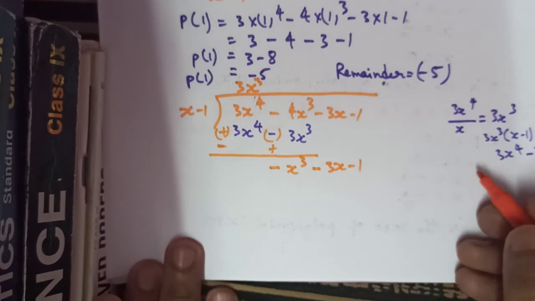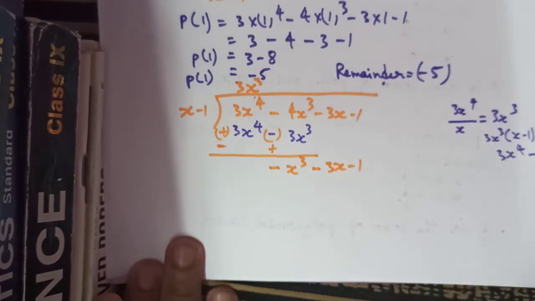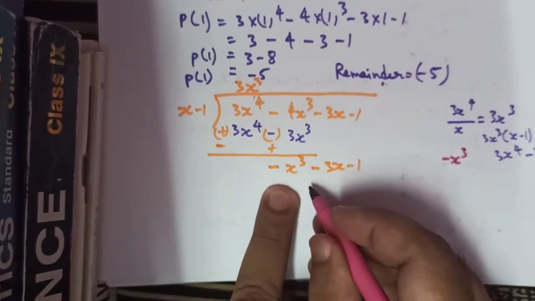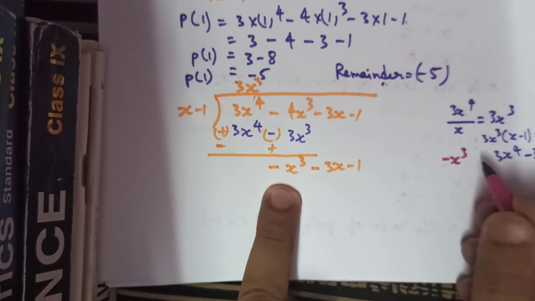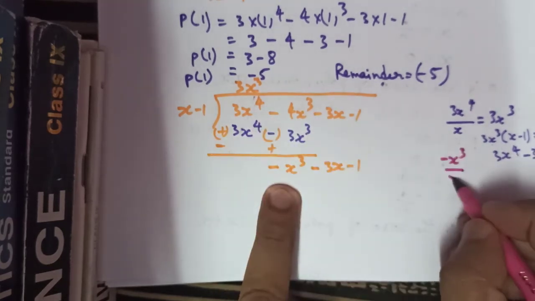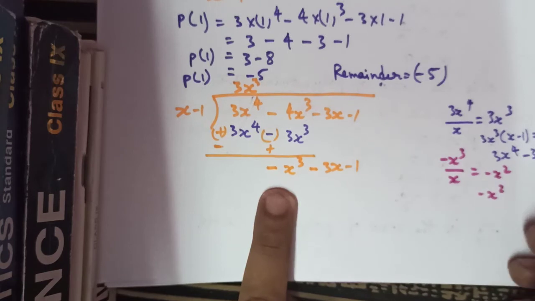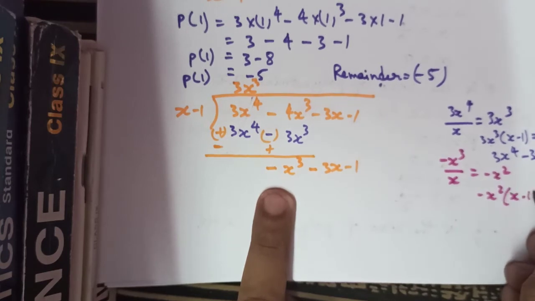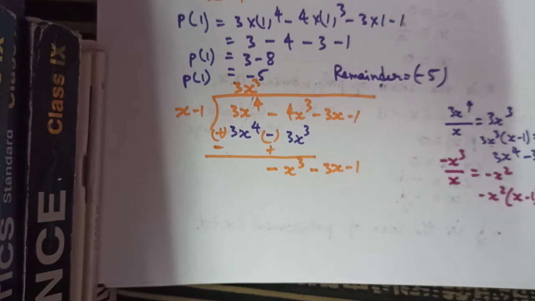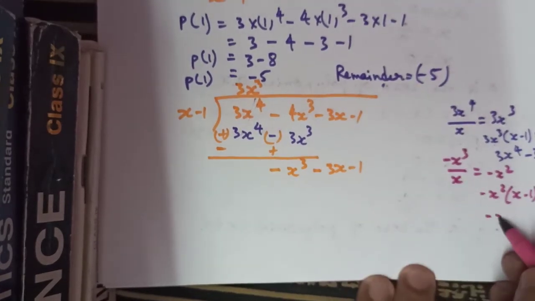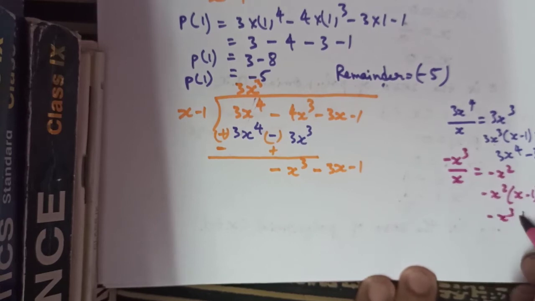Again the same process we will repeat. Minus x cube, that is the first term of what we get after the first step, will be divided by the first term of the divisor, minus x cube upon x, and we will get minus x square. Now this minus x square will be multiplied again by the divisor, that is x minus 1. So we will get what? Minus x square into x, we will get minus x cube, and minus into minus will be plus, x square into 1 will be plus x square.